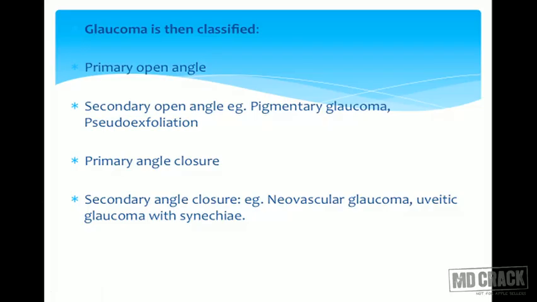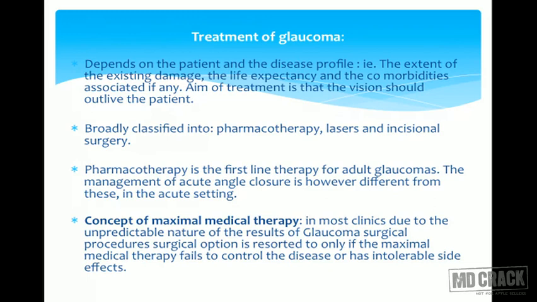We classify the glaucoma, if present, on the evidence of optic neuropathy and field defects, or at least an optic neuropathy, as primary open angle, secondary open angle, the examples of which are pigmentary and pseudo-exfoliation glaucomas. Worth mentioning is that both of these are relatively difficult to treat and have a relentless progression. Then primary angle closure and secondary angle closure glaucomas, the examples of which are neovascular and uveitic glaucoma with synechiae. Treatment of glaucoma in general depends on the patient and the disease profile.